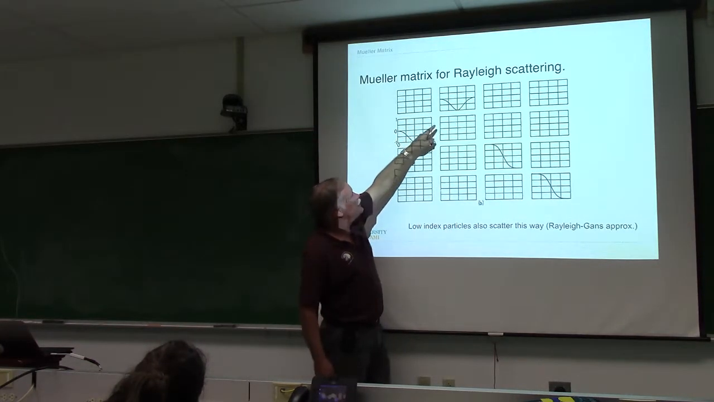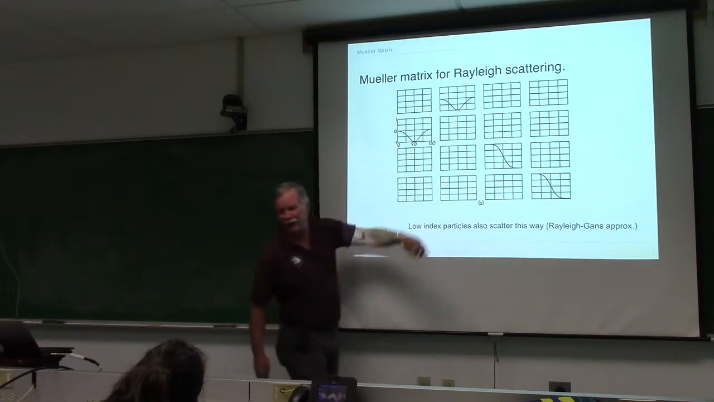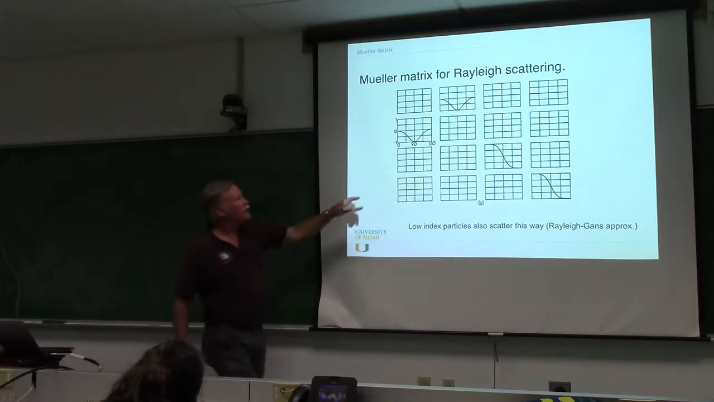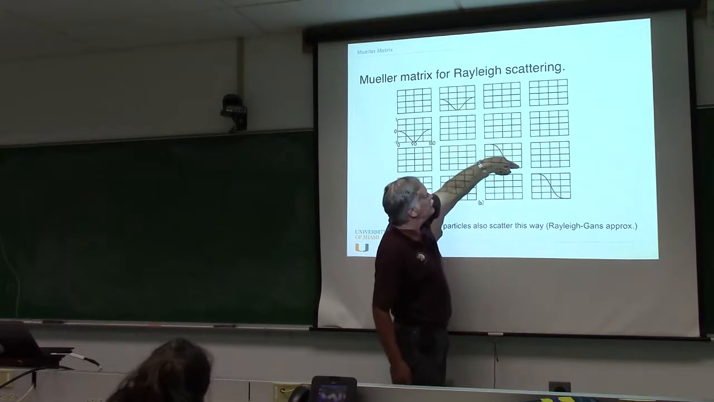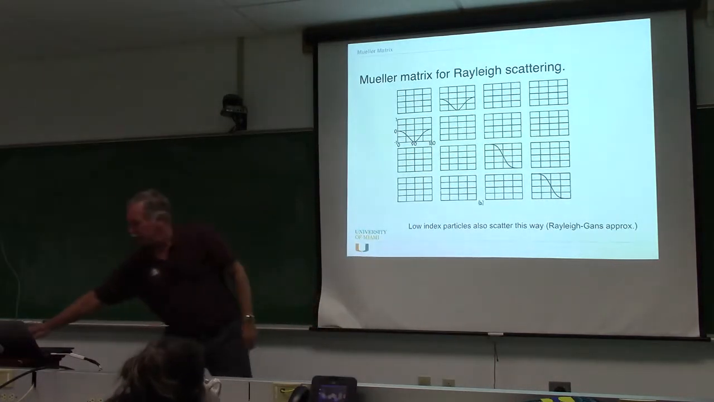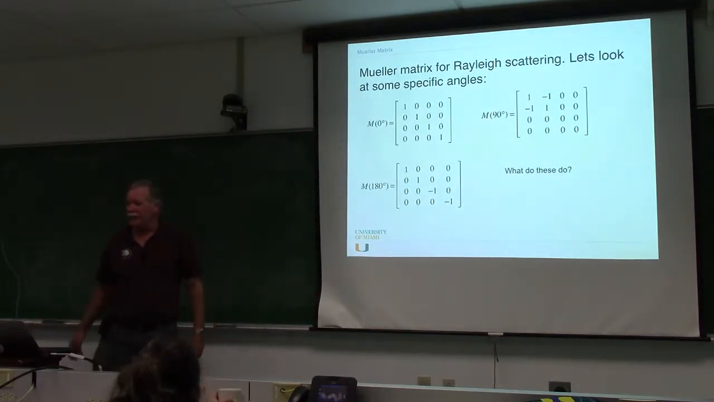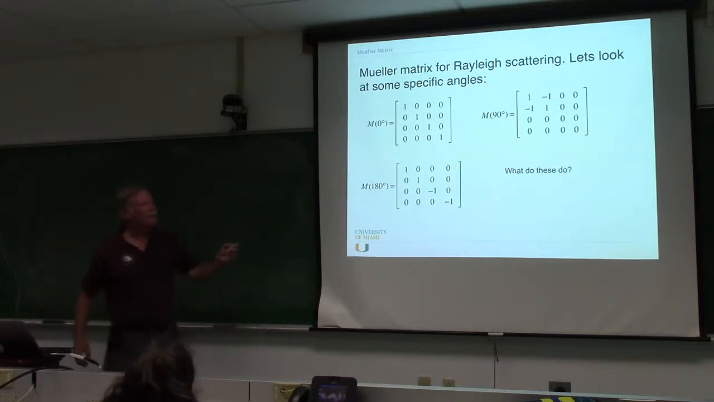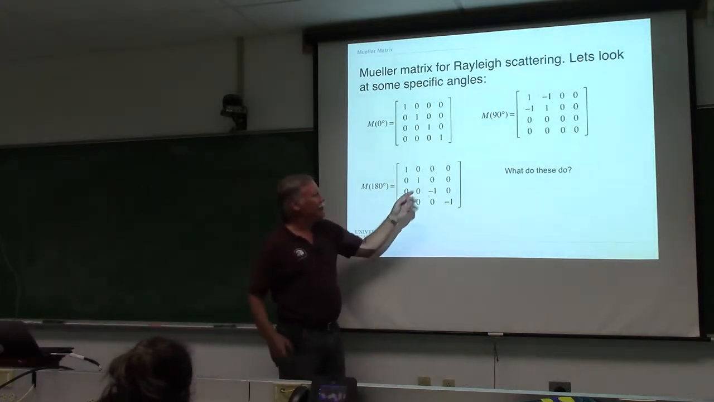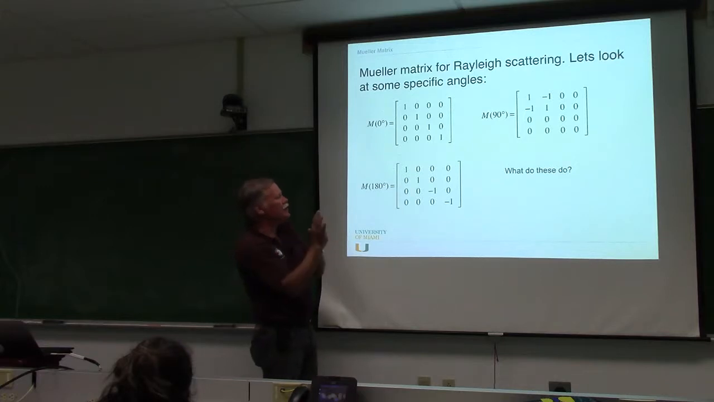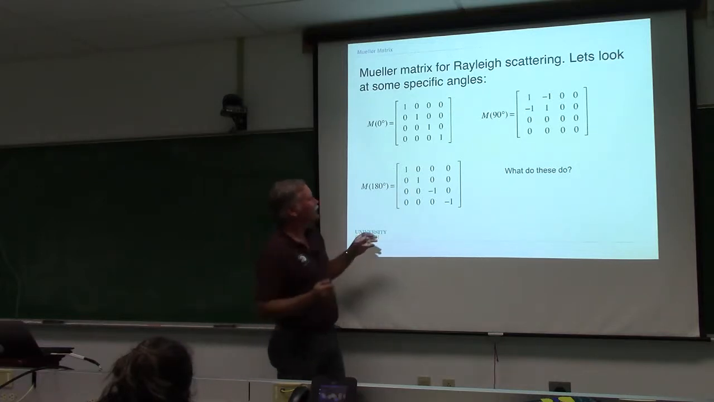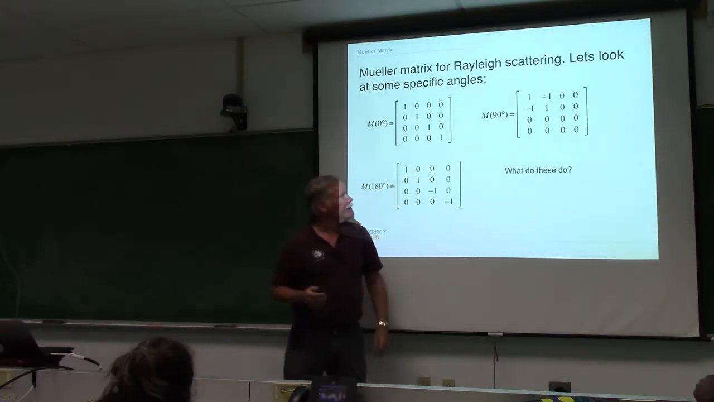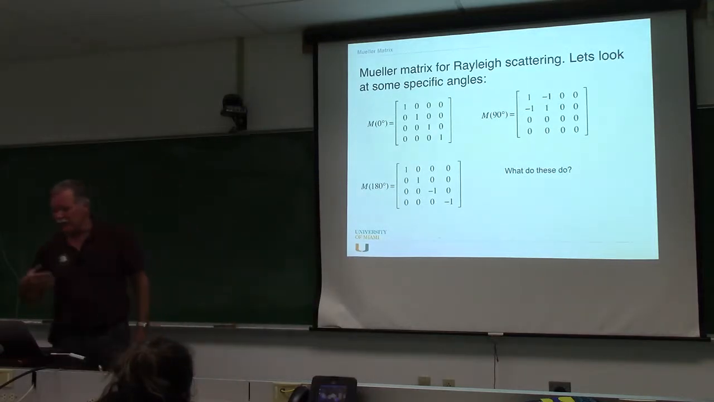At 90 degrees, we saw this is -1, that's -1. In the backward direction, these are zeros, this is -1, and that's -1. So backscattering gives you -1, flips the U and flips the V element, but doesn't change the Q and the U. Okay, so that's sort of what those do.